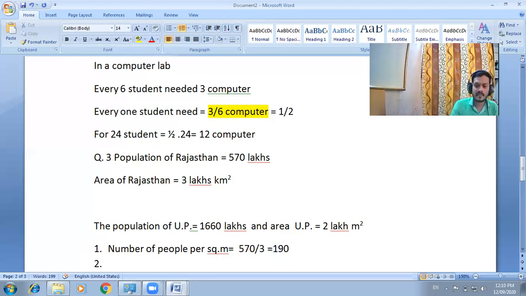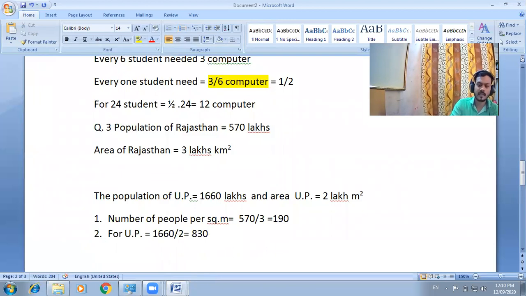Similarly, number of people for UP. Number of people per meter square in UP equal to, okay, what is the population of UP? Given that the population of UP equal to 1660 divided by area of UP equal to 2 lakh square meter. Okay, so that becomes 2 8s are 16, 2 3s are 6, and 2. Okay, 830 persons are available in per meter square in UP.